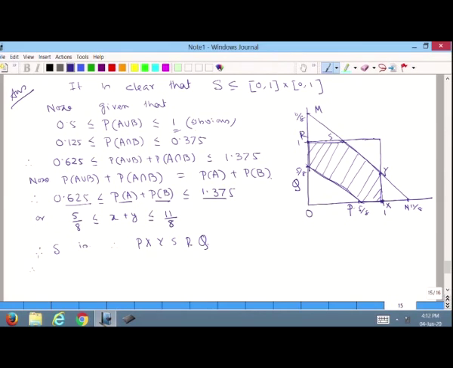What are these? This is 3/8, this is 3/8, this is 3/8, and this is also 3/8. These are the lengths. We need to compute the length of XY, and we will compute the length of PQ.